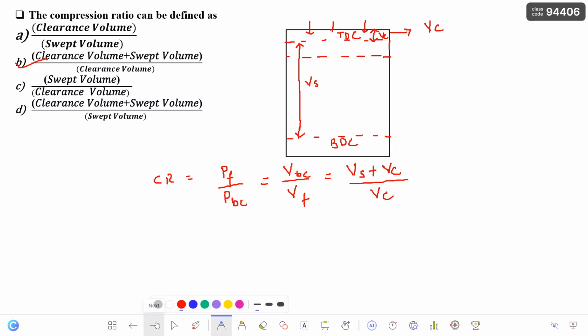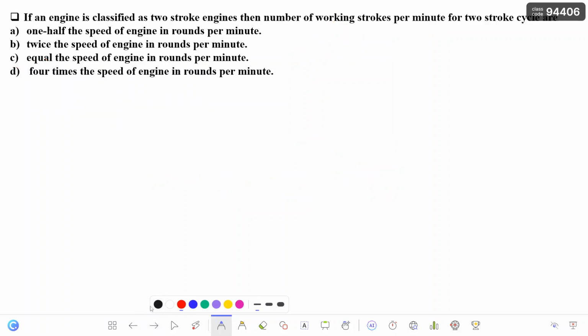Okay, and this is another question. If an engine is classified as a two-stroke engine, then the number of working strokes per minute for a two-stroke cycle is: half the speed of the engine in rounds per minute, twice the speed of the engine in rounds per minute, equal to the speed of the engine in rounds per minute, or 4 times the speed of the engine in rounds per minute.